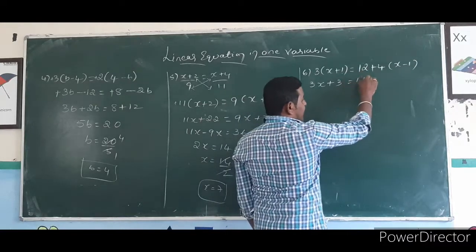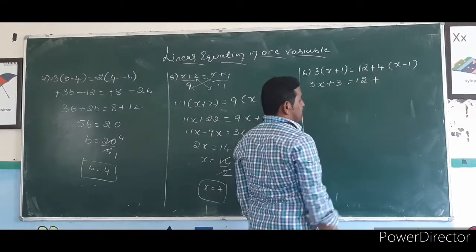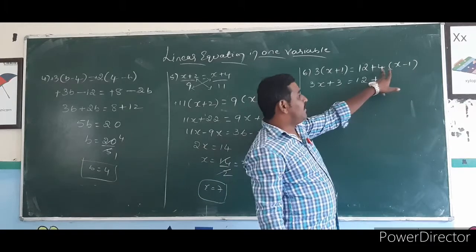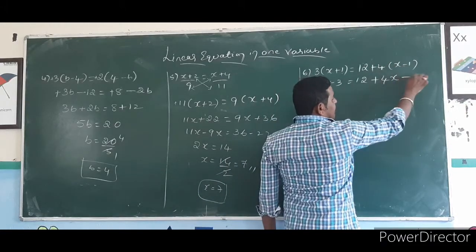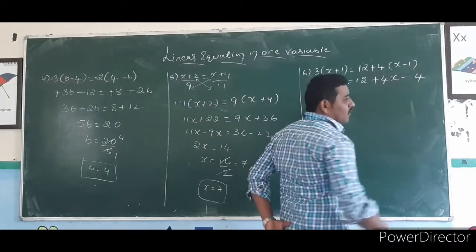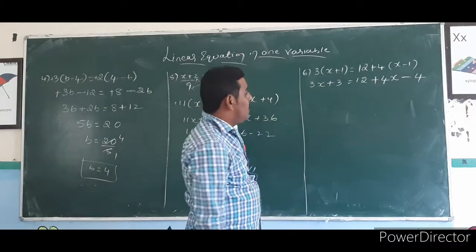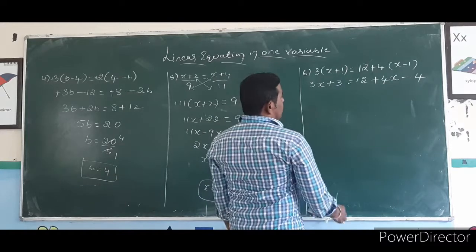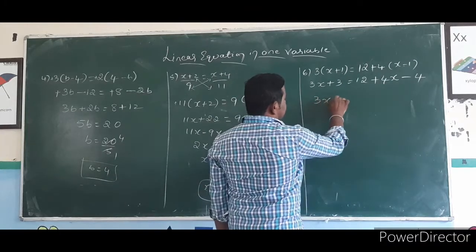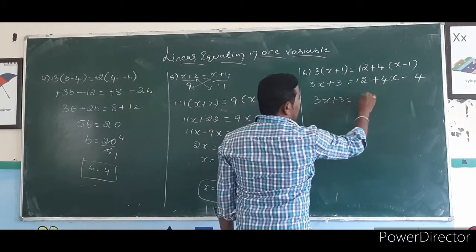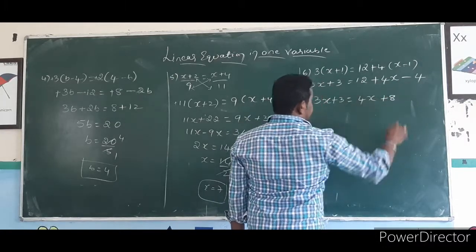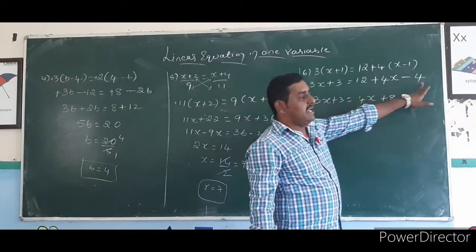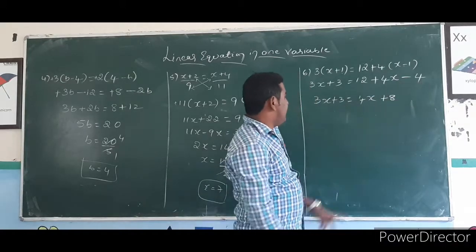Yes, 12 is there, you can write 12 as it is, plus. Now you can multiply. 4 into x, 4x; plus into minus, minus, 4 into 1, 4. So 3x plus 3 you can write, 4x you can write. In 12, 4 will go, means plus 8. Plus 12 minus 4 will go, means plus 8.